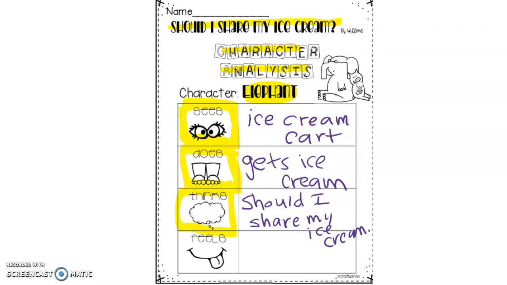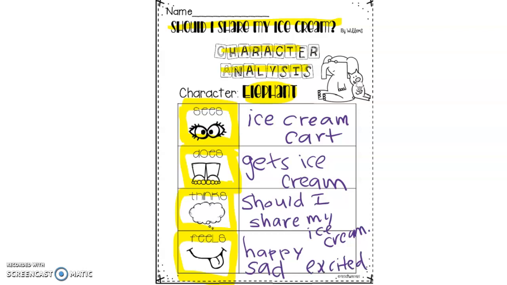And then the last box is, how does Elephant feel? Well, he feels a lot of things during the story. At the beginning, he's happy because he got his ice cream. Then in the middle, he's sad because his ice cream melted. And then at the end, he's excited because Piggy brings him some ice cream. So you can choose which one you want to put for feels.